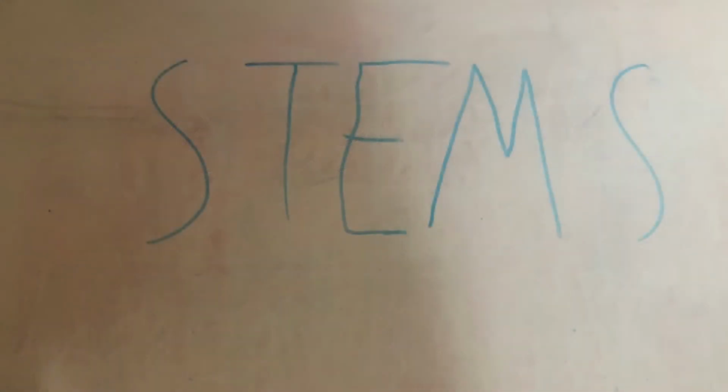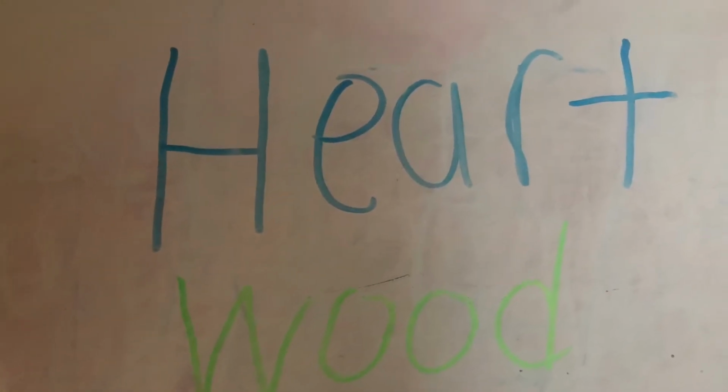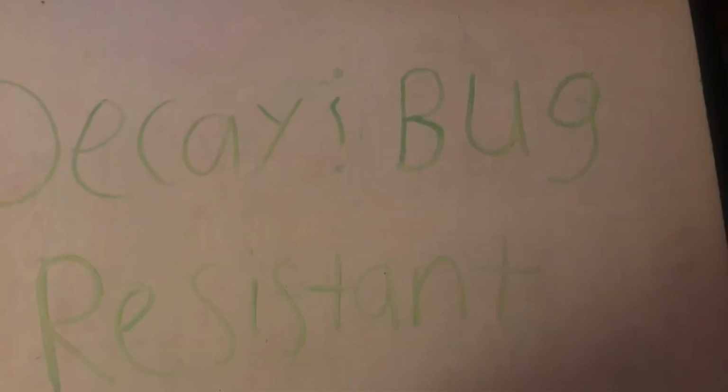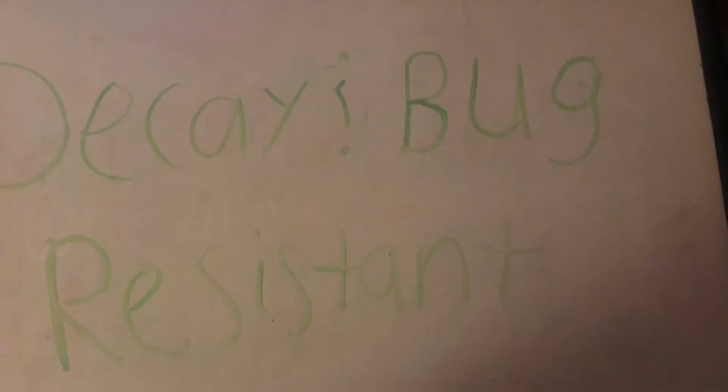Next we have stems. First thing we're going to look at is heartwood. This is important because it helps with bug decay and diseases, so it doesn't die, as you can see by my skull.